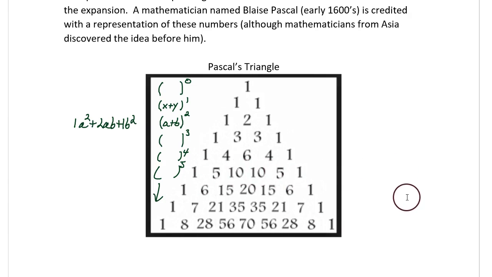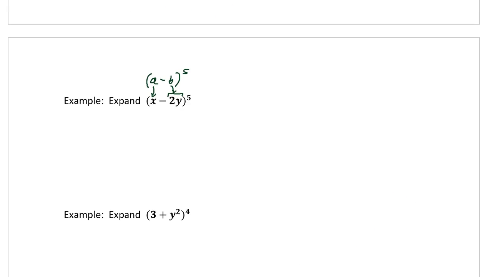You need to remember those numbers, or I'm going to write them down just up here because they're kind of off the bottom of the screen. 1, 5, 10, 10, 5, 1. Now let's write the polynomial that's equal to this binomial to the 5th power. It's 1 x to the 5th minus, and now 5, I'm getting the 5 right there, and then x to the 4th, 2y to the 1st.